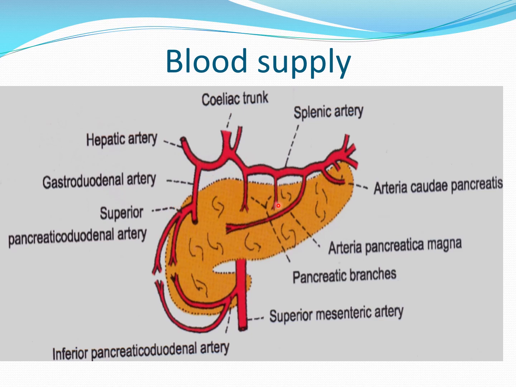स्प्लेनिक आर्टरी की जो पेंक्रेटिक ब्रांच है, ये लार्ज जो ब्रांच है उसको हम बोलेंगे आर्टेरियल पेंक्रेटिक मैग्ना. It is the branch of this splenic artery supplying the whole body of this pancreas. The smaller branch is given the name pancreatic branch. The large branch is given the name arterial pancreatic magna.